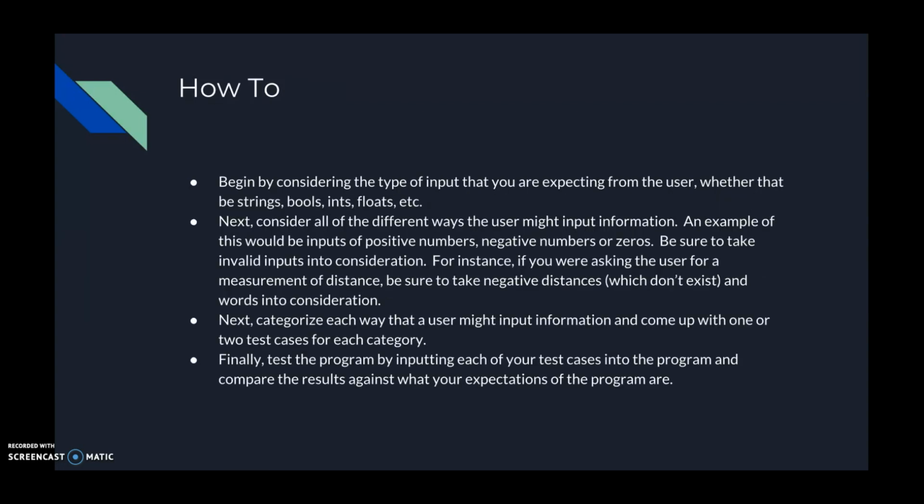To do this, you first begin by considering the type of input that you are expecting from the user, whether that be a string, a bool, an int, a float, or maybe even just a character. Next, you need to consider all of the different ways that the user might input that information. For example, this might be inputs of positive numbers, negative numbers, or zeros. You also need to be sure to take invalid inputs into consideration. For instance, if you're asking the user for a measurement of distance, be sure to take negative distances, which don't exist, and words into consideration.